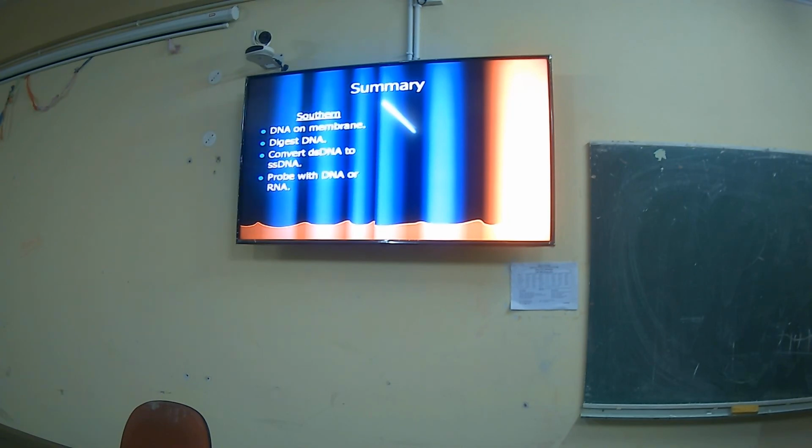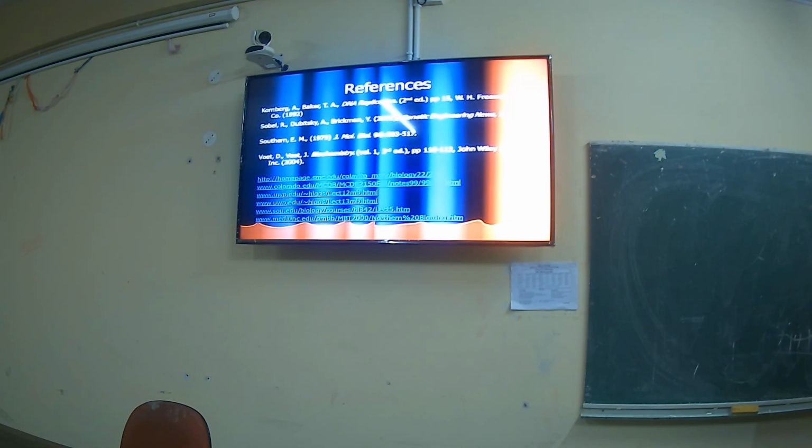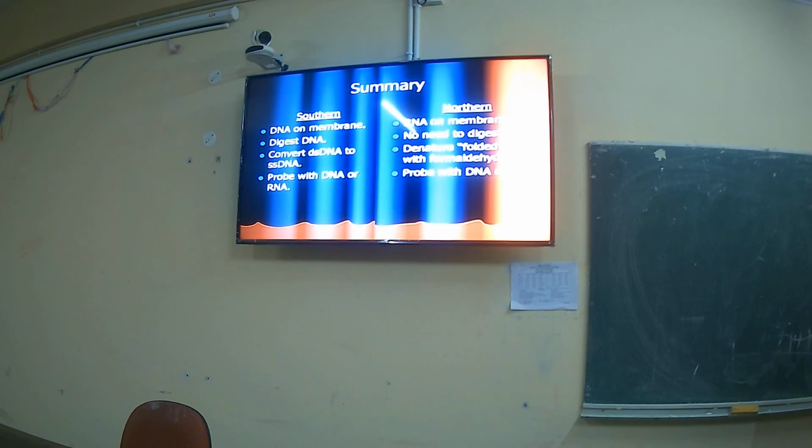So you go through one comparison. In Southern blotting, DNA on the membrane is digested, converted to single-stranded DNA, then probed with DNA or RNA. In Northern blotting, RNA is on the membrane, with no need to digest, but it must be denatured. This is important: denatured prior to electrophoresis, and probed with DNA or RNA, whatever you want to use.